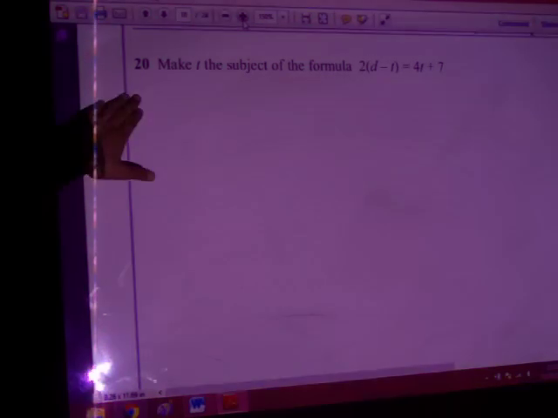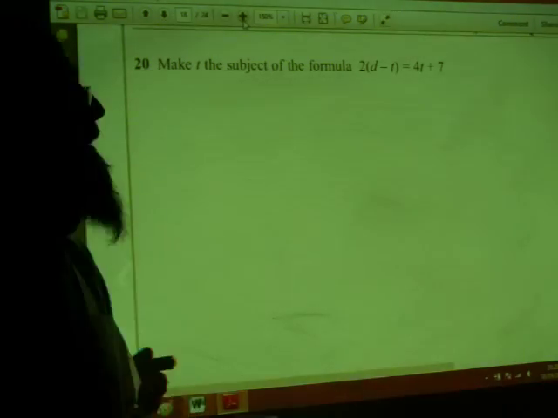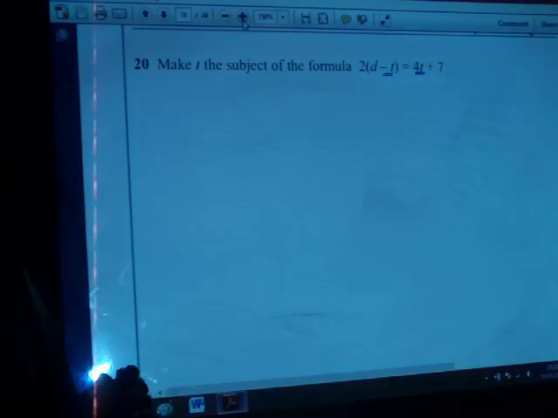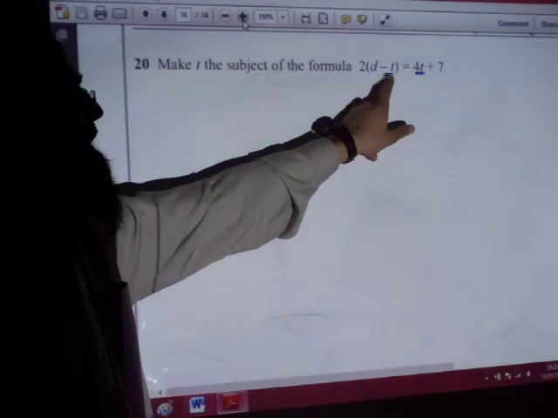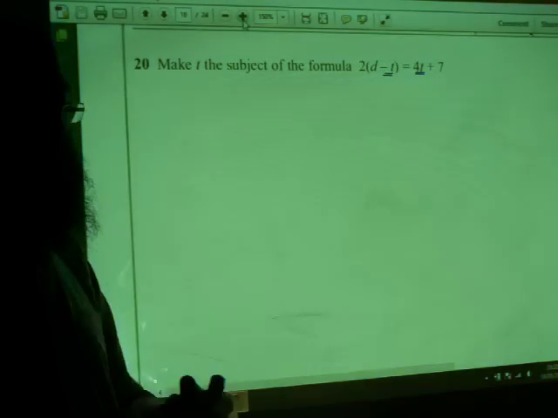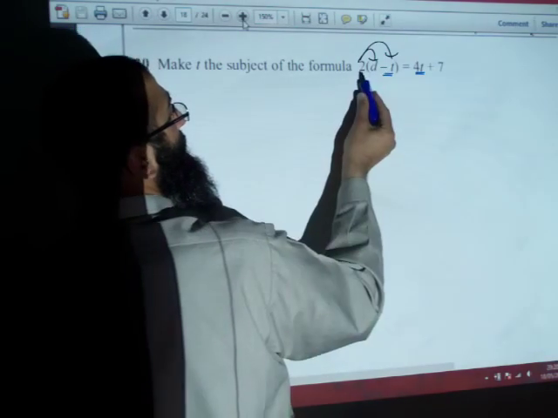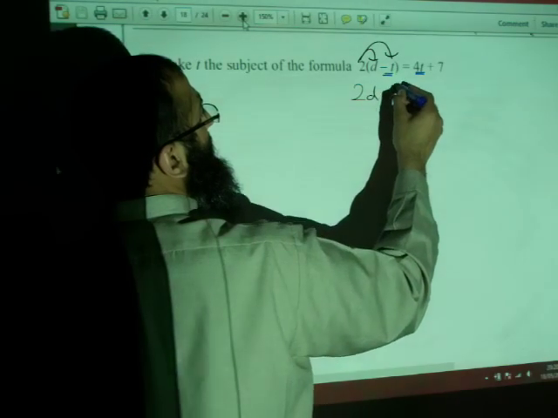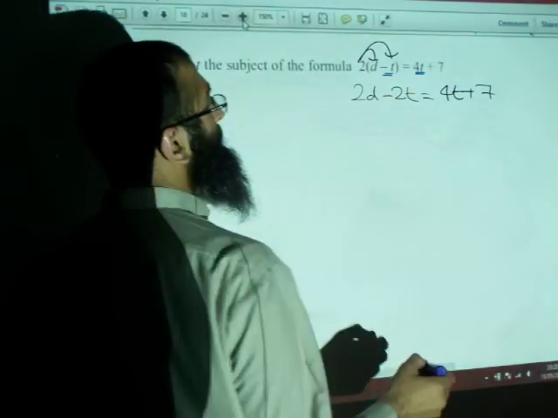It says, make T the subject of the formula. If you look at this question, we have a T here and a T there. It's still a linear equation, with T's on both sides. First we release each T from the brackets, get the T's on one side, factorise, and then solve. So 2 times D is 2D, 2 times minus T is minus 2T, and the 4T plus 7 stay the same.